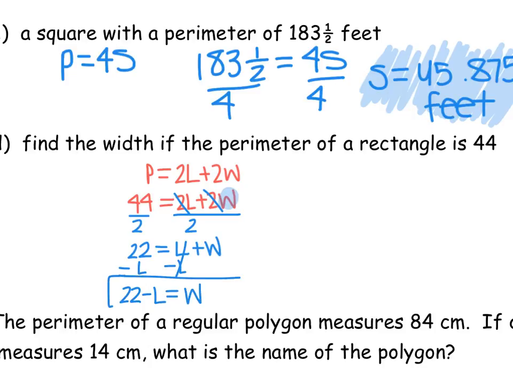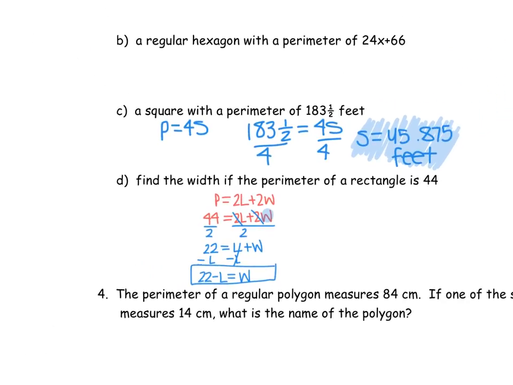Okay, and that's how we would leave it. We don't have enough information to write it otherwise. We can't get it down to a number since we don't know what the length is. So that would be the answer for 3D.